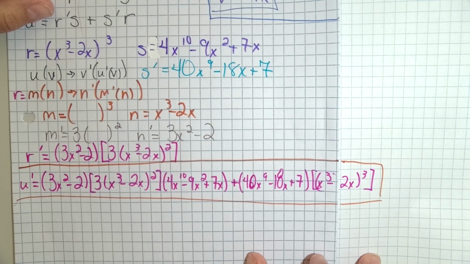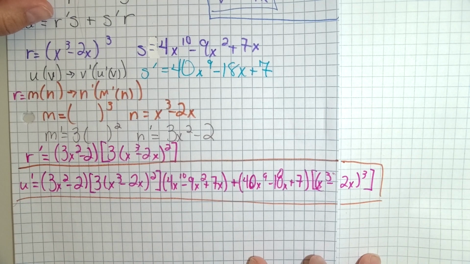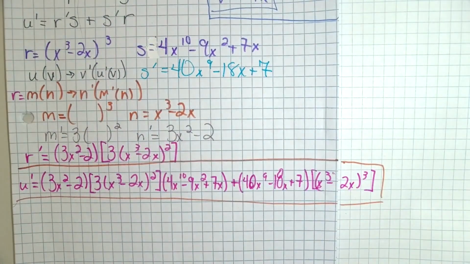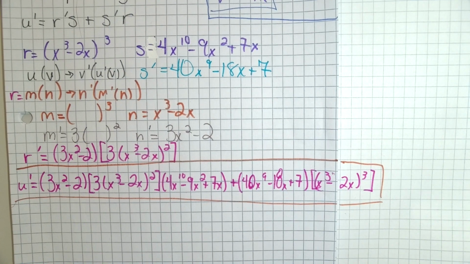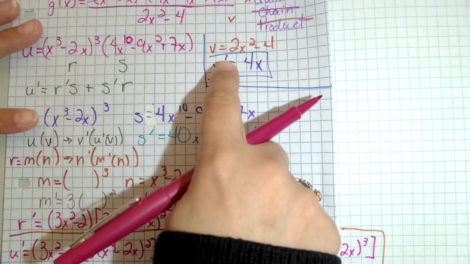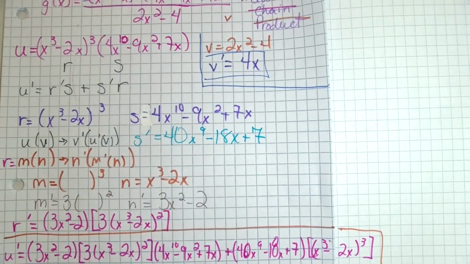For those of you who are done writing that down or have done solving this out, what rule now have I used at the top? I've used chain. I've used product. So now what's left? Quotient rule. Sorry, am I going too fast? Okay. So I have all of U prime. I also have V prime. So now I can use the quotient rule.